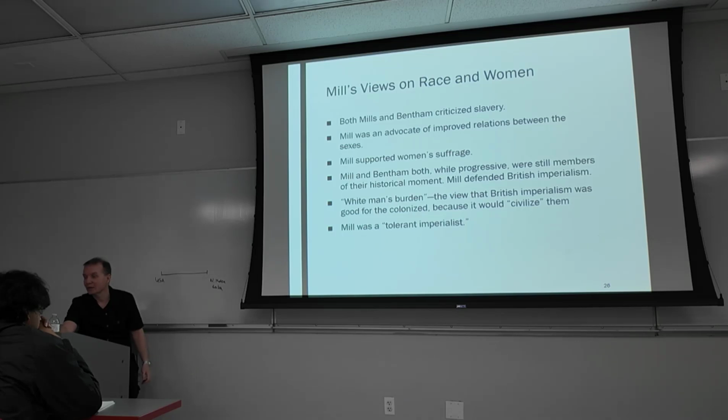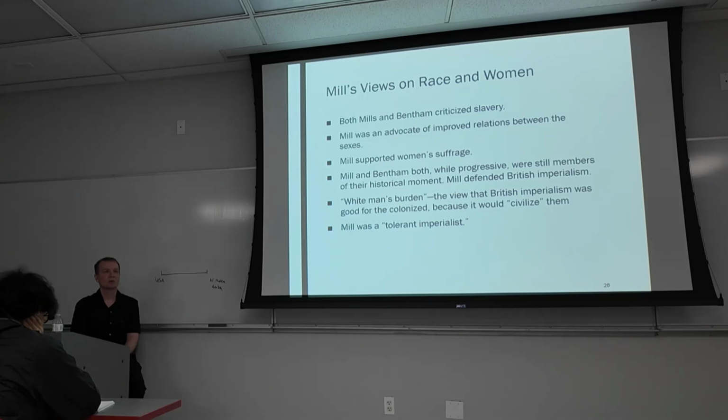His views on race and women are also interesting. He was very progressive about women. He wrote this work, The Subjugation of Women, which basically called for women to have the right to vote. At the time, it was very progressive. Very few people would agree with it, but he, based again on his experience with the law of his life, did think that this is the way to go. Women should have equal rights with men. He was an advocate for improving relations between the sexes, and for women's suffrage. Both Mill and Bentham were progressive members of this movement, but Mill defended British imperialism.